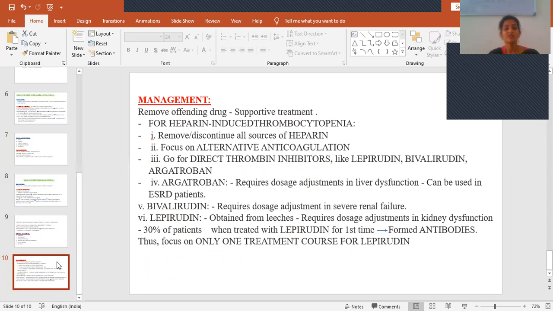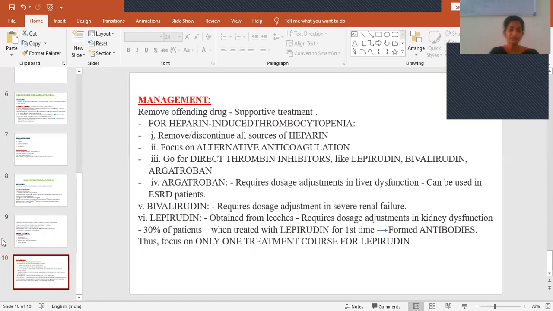Coming to argatroban, when we are giving this it requires adjustment in liver dysfunction. So first we have to check the LFT. If LFT is normal, then only we start argatroban. This also can be used in patients with ESRD, that is end-stage renal disease. In those conditions also, it is safe to use argatroban as an anticoagulant. And bivalirudin: when we are giving it, we have to check renal function, for renal failure. It requires dosage adjustment in severe renal failure. In that condition, we should be careful, calculate the doses, and then do the dosage adjustment.